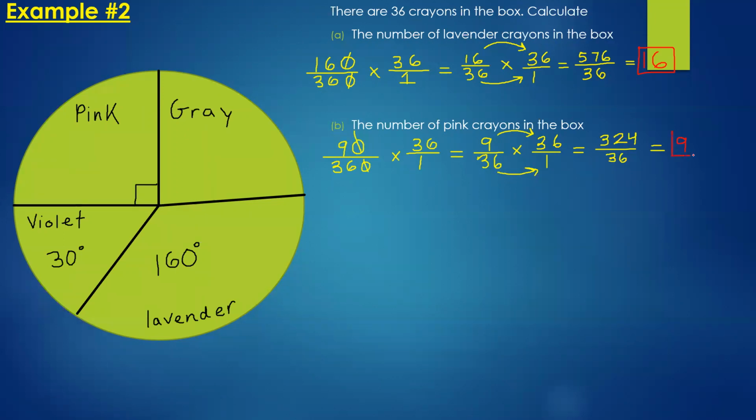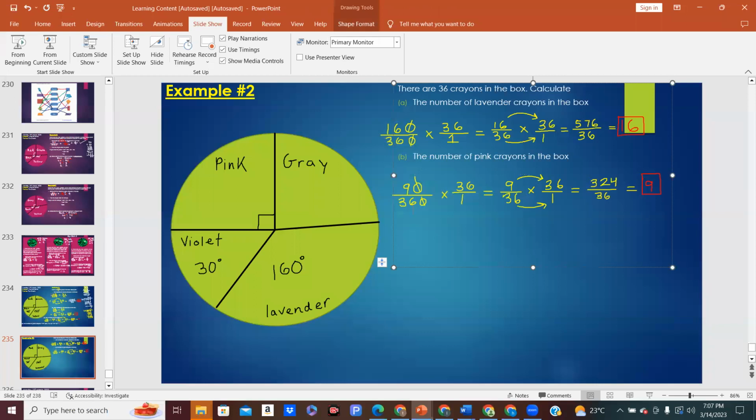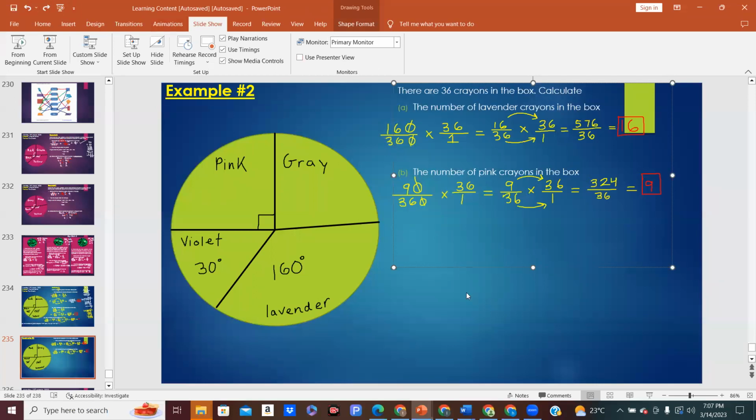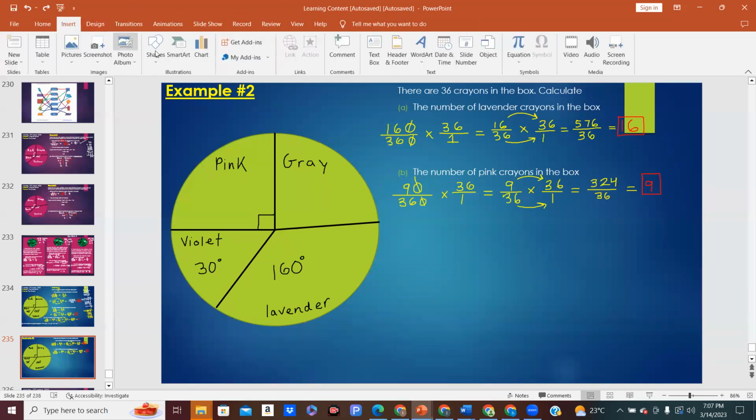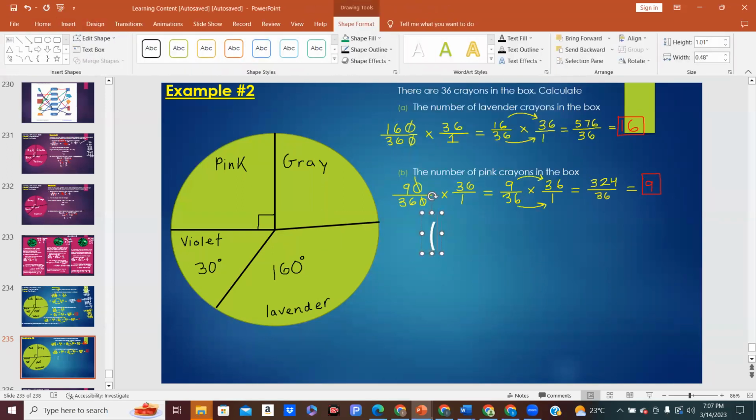Miss Petit, couldn't you just cross out both the 36s with each other and then just do 9 times 1? Yes, you could have. That could have worked too. But I want to keep it like this because you can't always do that, so I just want to keep it consistent. I'm glad you saw that too.